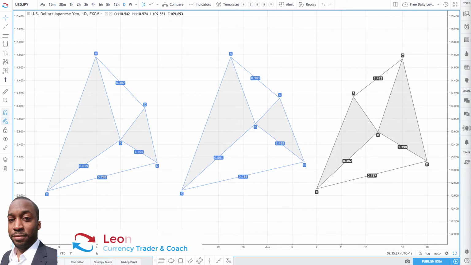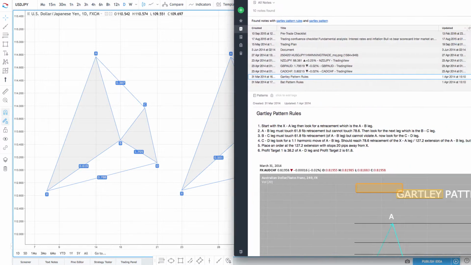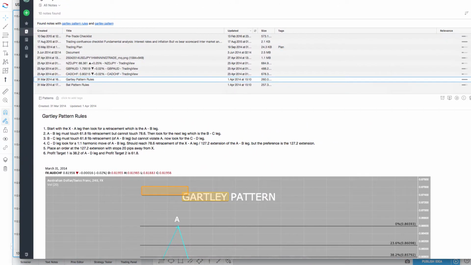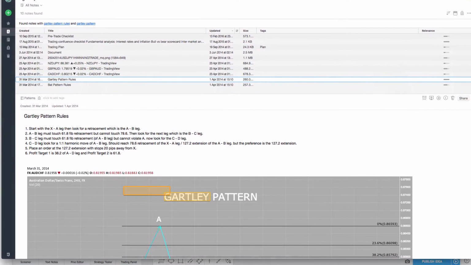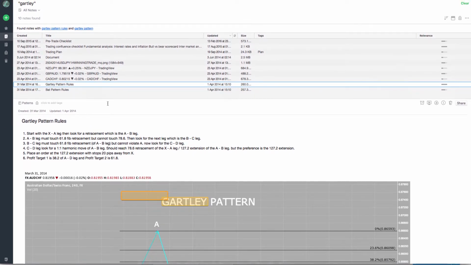I'm going to be discussing if Bat, Cypher and Gartley pattern Fibonacci ratios are necessary in the context of supply and demand. This came about because I was going over some old Evernote notes, writing everything down. I advise, even if you're an experienced trader, write things down until you've committed them to memory and it becomes automatic.